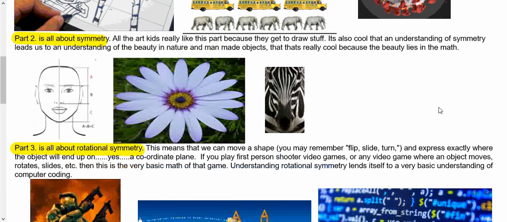Part 2, and that's going to be the second video, is all about symmetry. All the art kids really like this because they get to draw stuff. It's also cool that an understanding of symmetry leads us to an understanding of the beauty in nature and man-made objects. What's really cool about that is that the beauty lies in the math.